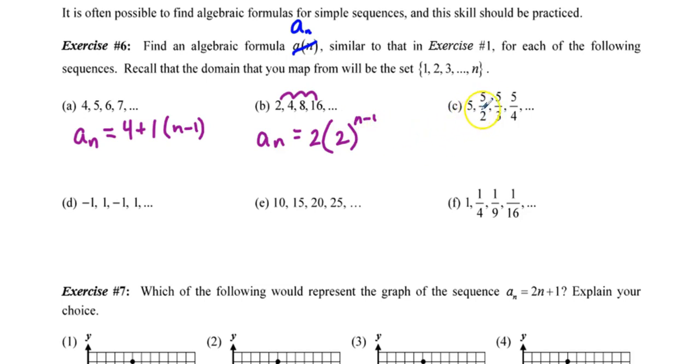Here you can see the pattern is the numerators are all 5s. There's got to be a 5 involved. The denominators are the n's, right? I could really put this 5 over 1.